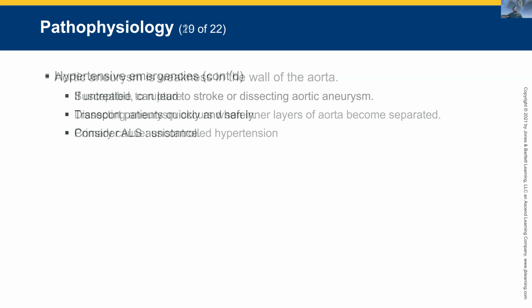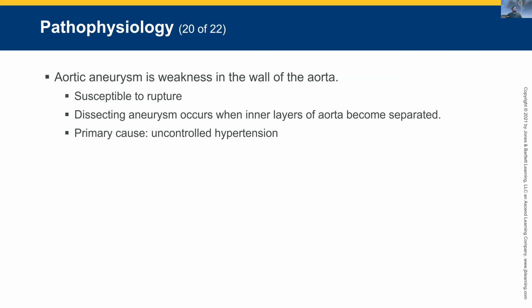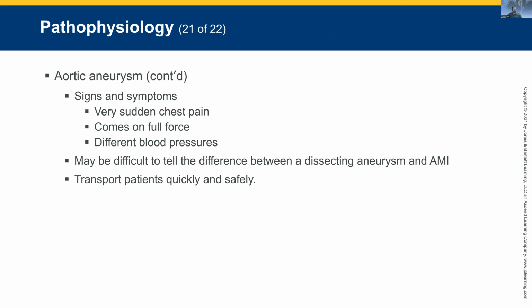Consider ALS assistance. So that aortic aneurysm is a weakness in the wall of the aorta, susceptible to rupture. Dissecting aneurysm occurs when the inner layer of the aorta becomes separated. Primary cause is uncontrolled hypertension. Signs and symptoms: very sudden chest pain that comes on with full force. Different blood pressures. It may be difficult to tell the difference between a dissecting aneurysm and an AMI. Transport patient quickly and safely.